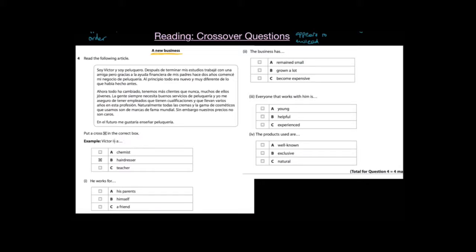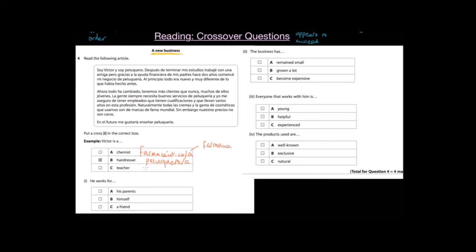So the first question, the example, is Victor is a hairdresser. Okay, let's remind ourselves, hairdresser is peluquero. Peluquero or peluquera, in this case peluquero because he's a man, but if it was a woman, it would be peluquera. Remember that chemist is farmacéutico or farmacéutica. And remember that the word for pharmacy, for chemists, is farmacia.